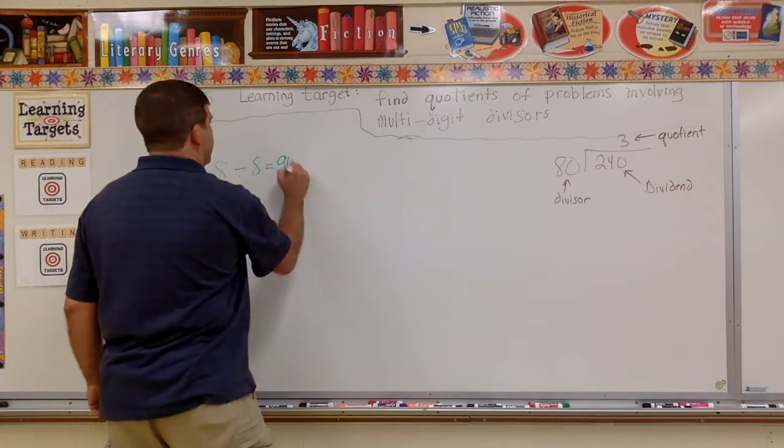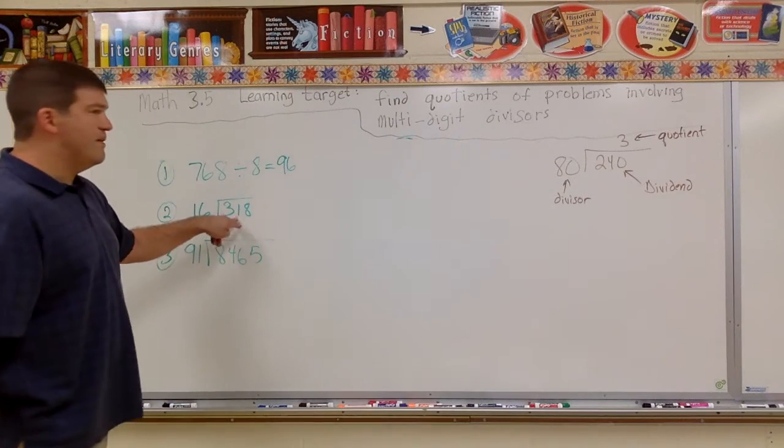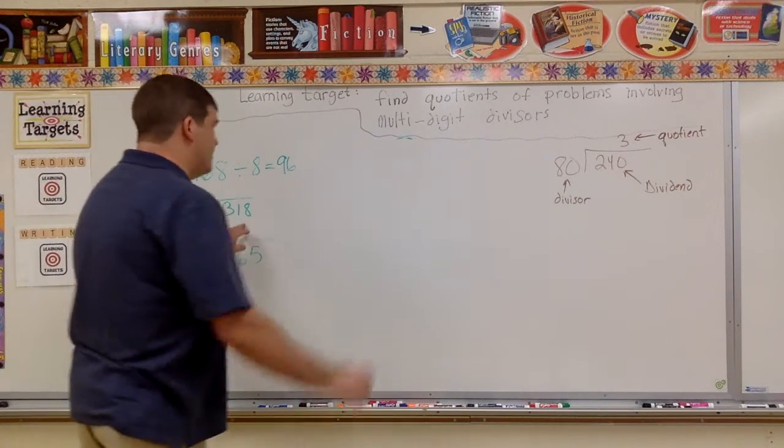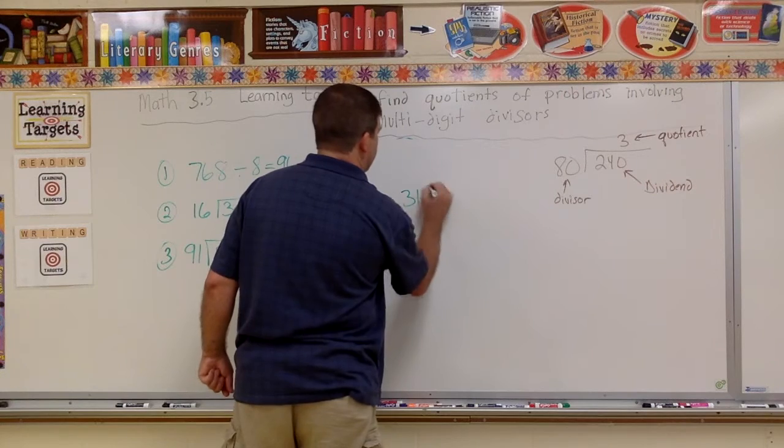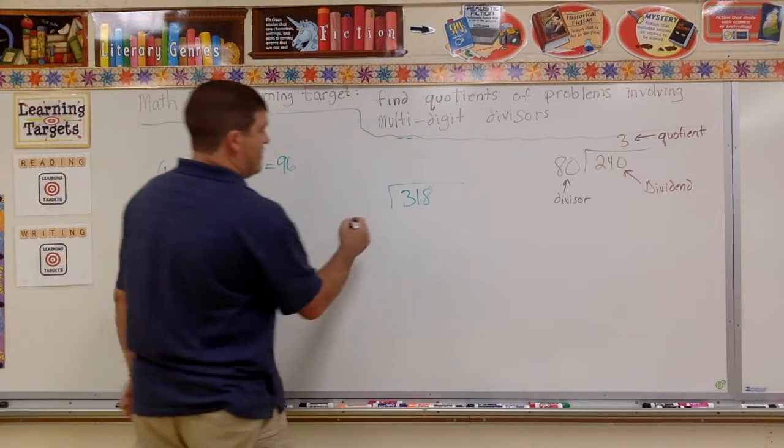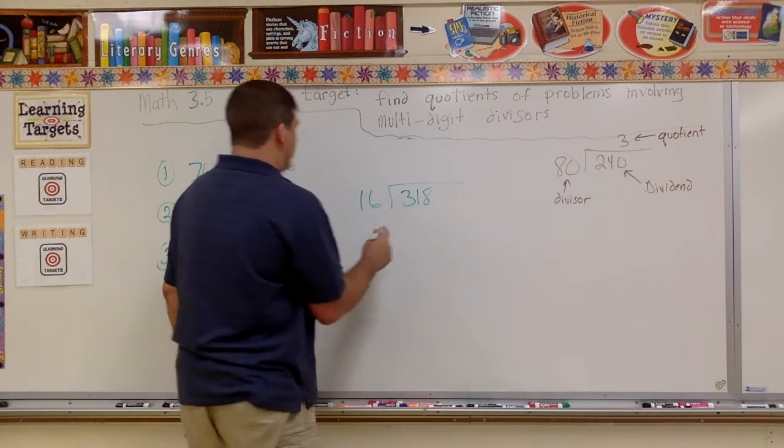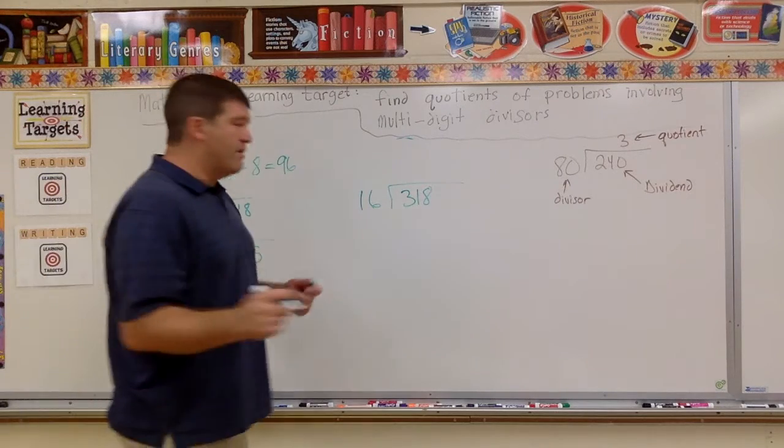I said this is 96. Okay. Now this one, it has it all lined up like that problem over here. So I have my dividend, 318. I have my divisor of 16. My quotient, I don't know. That's my answer, so I got to figure that out.